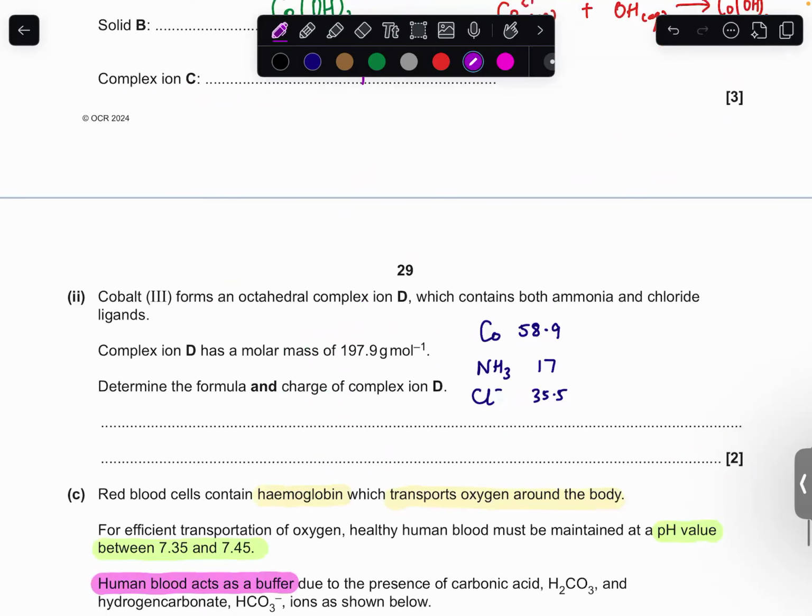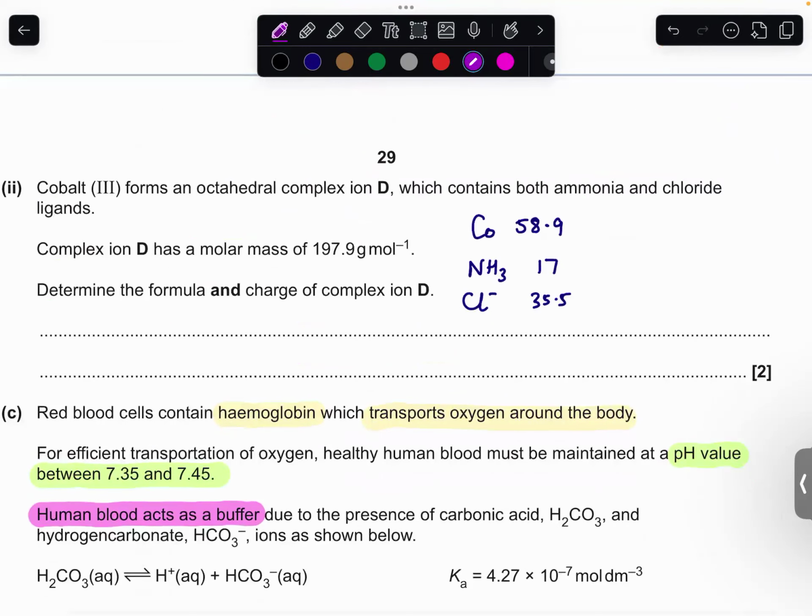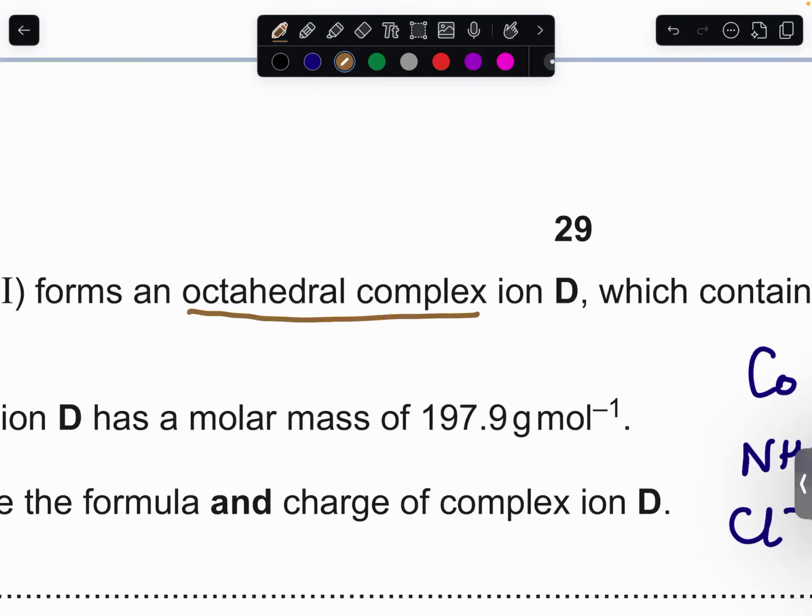The next question is asking you, cobalt-3 forms an octahedral complex ion D. By the way, what does it mean by octahedral? It's an 8-sided shape. That means your middle transition element is going to have 6 coordinate bonds, giving rise to an octahedral shape.